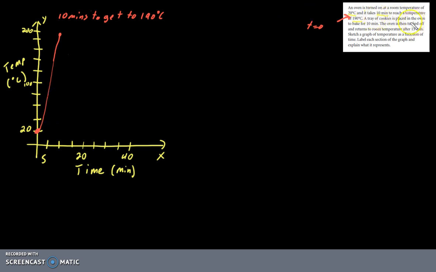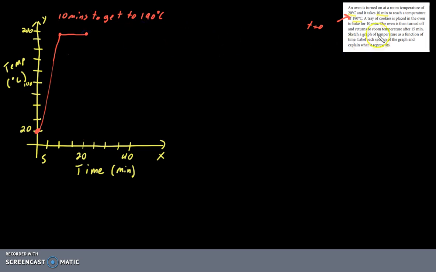A tray of cookies is placed in the oven to bake for 10 minutes. Okay, so now we have to ask ourselves, is the oven changing temperature when our cookies are baking? And no, it shouldn't be changing any temperature. So if we go for 10 minutes, and we're already at 10 minutes, we're going to go over here, and we're going to stay at the same temperature. And this is when the cookies are going to be baking. And I think I can connect those two together.